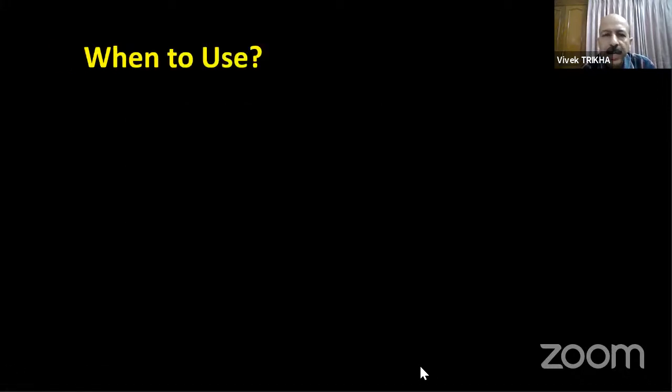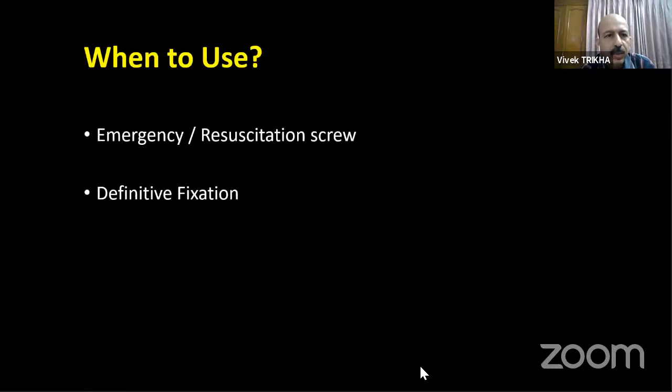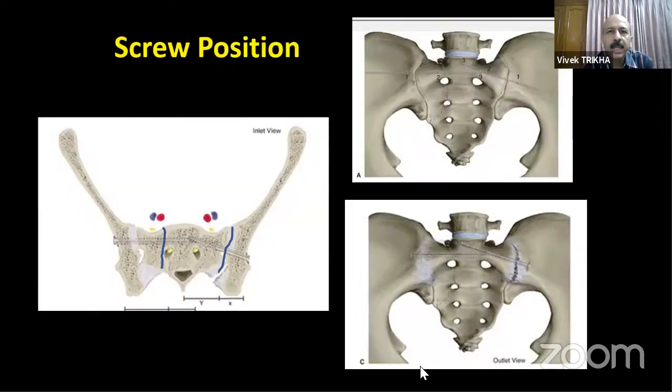When to use it? As Sunil had shown, in resuscitation, in emergencies where you can use them, or you can also use them as a definitive fixation of the pelvis on the posterior side. Coming to the screw positions, remember that we are dealing with two fracture types. One is the SI joint dislocations and one is the sacrum.